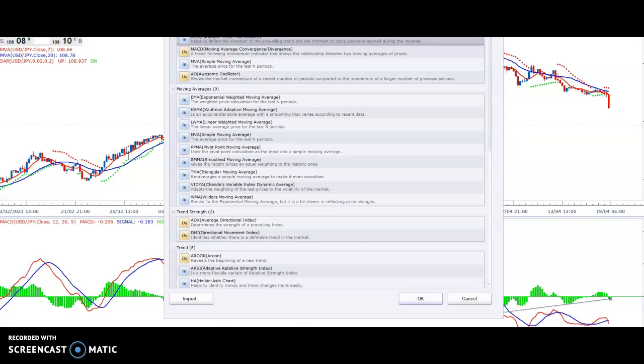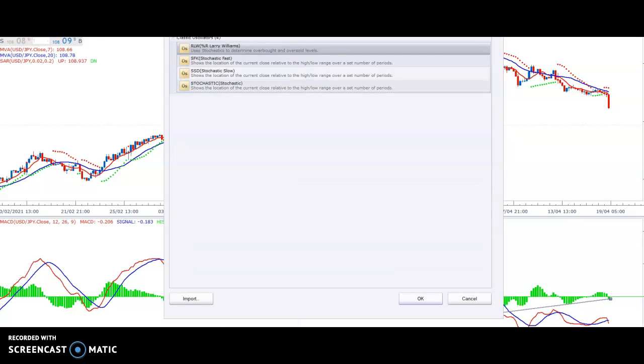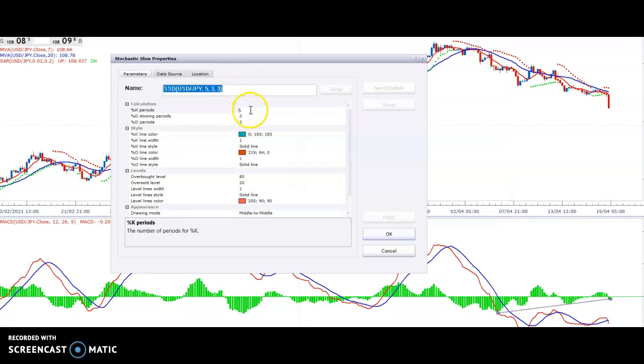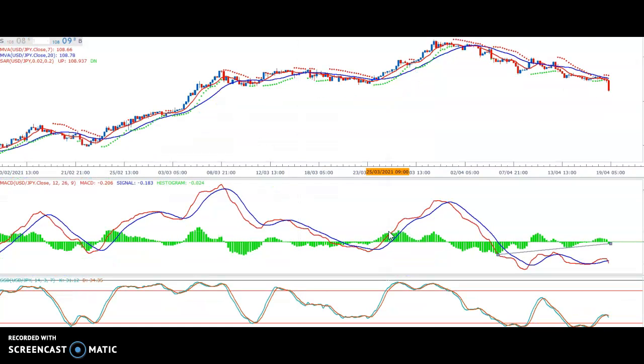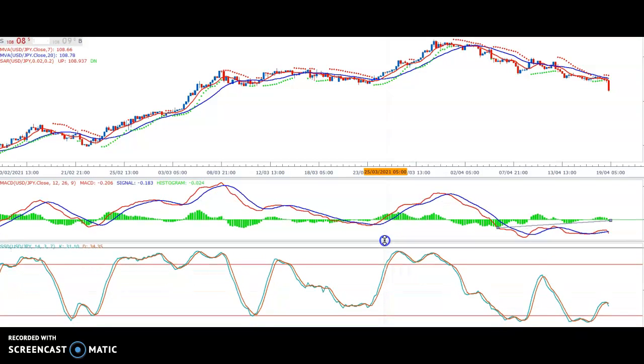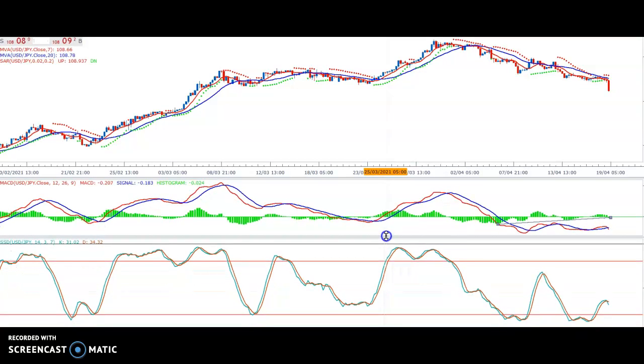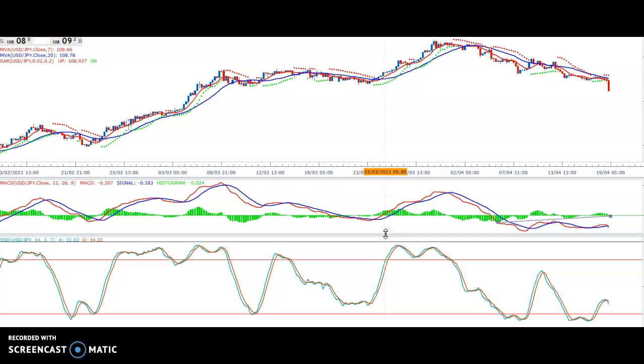One more indicator. Use a slow stochastic. And the settings are 14, 7 and 3. I'll make the lines bolder for you so you can see clearer. Normal settings of 80 and 20. Enlarge that for you. And just to explain how the stochastic works.